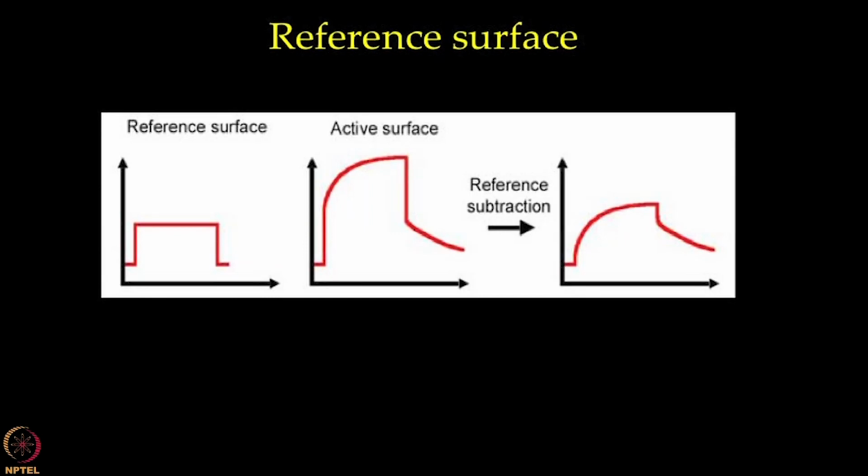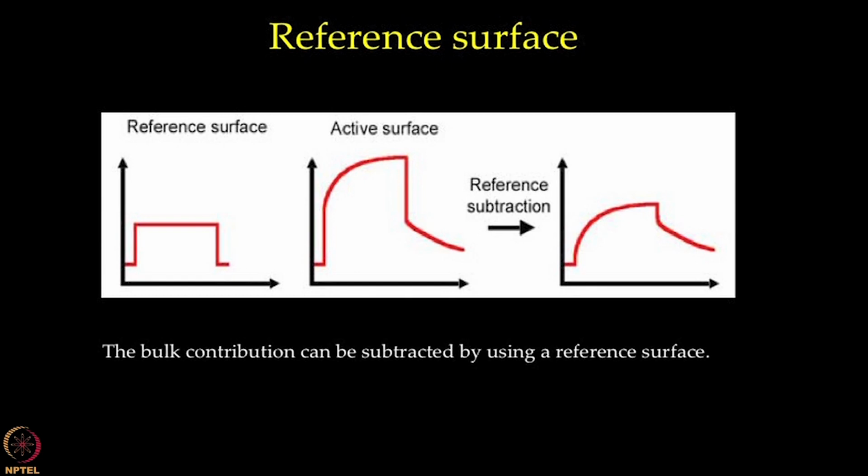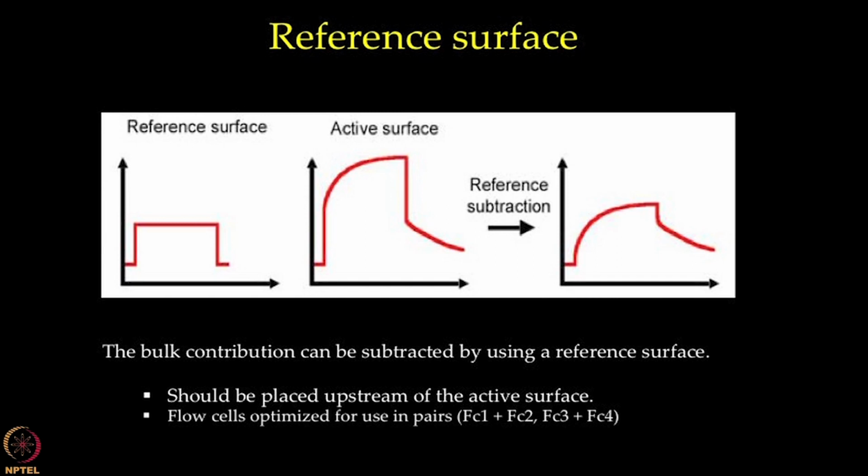Reference subtraction is particularly important for assays where measurement is taken during the sample injection. The bulk contribution due to any difference in the sample matrix and running buffer can be subtracted by using a reference surface. This reference surface is typically placed upstream of the active surface. The flow cells on the chip surface are optimized accordingly for use in pairs, that is, flow cell 1 with flow cell 2 and flow cell 3 with flow cell 4.